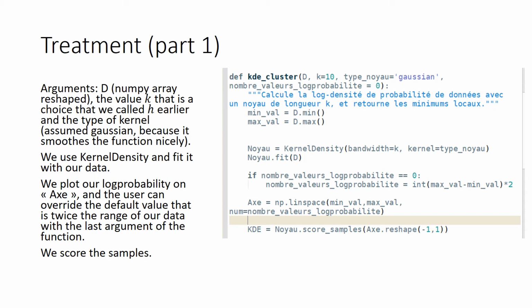So the first argument is D. D is a list of reals. In this case, we will only consider the one-dimensional case in which we have just a list of values, but it can also be vectors, so it also has to be considered. We also have the argument K that is very important. It's what we called H earlier. It's the bandwidth. And the type of kernel.